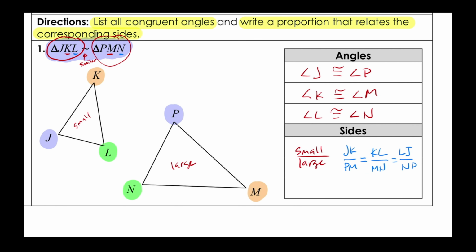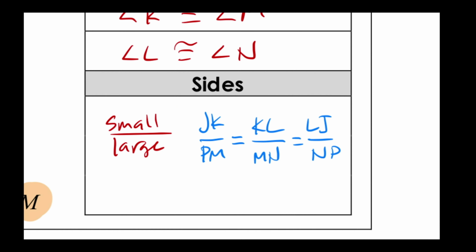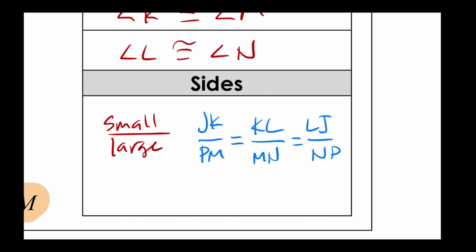So the question was just asked in the class: you went green, purple, and then green, purple, so you did LJ and NP. What if I did purple, green? Is that the same thing? Yes, as long as you go the same way. Don't do purple, green, and then over here, green, purple. Don't say JL and then NP. Order matters. If you're going to go the other way, you could have said JL over PN. They both have to switch.